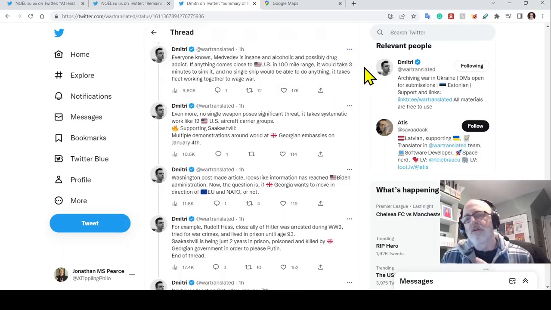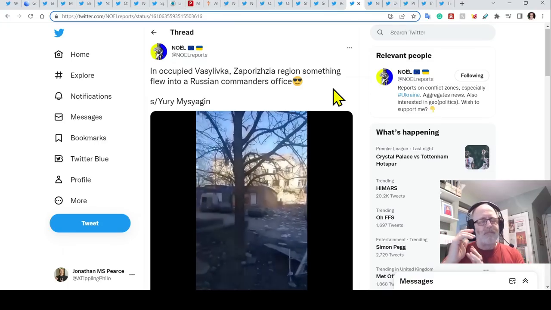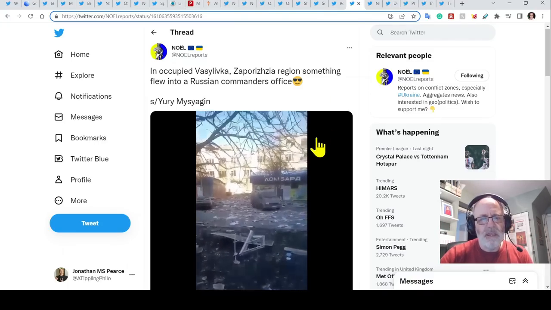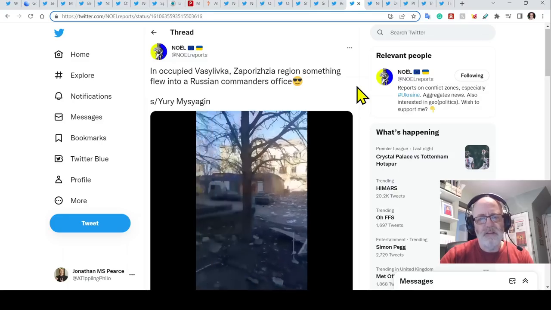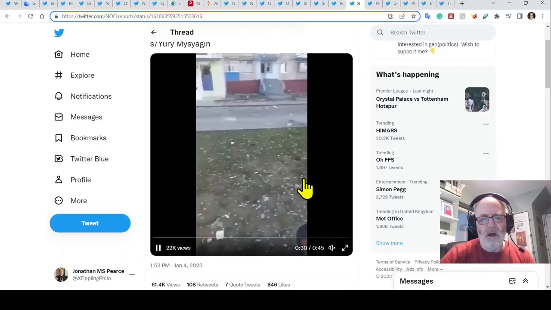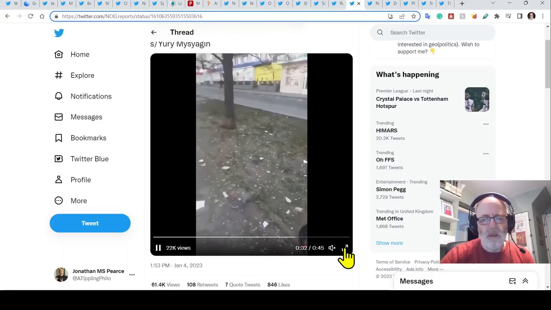So now I'm going to go on and just add on the rest that I had from yesterday, but I thought that was some useful content to give you as well. Moving away from equipment being given, I've gone on long enough on that. Here in occupied Vasilivka, Zaporizhia region, something flew into a Russian commander's office. I think this looks like partisan activity.